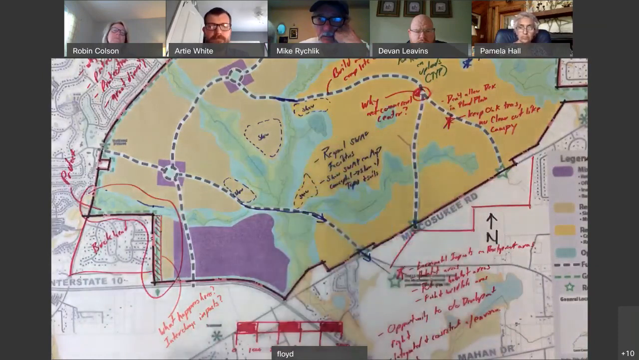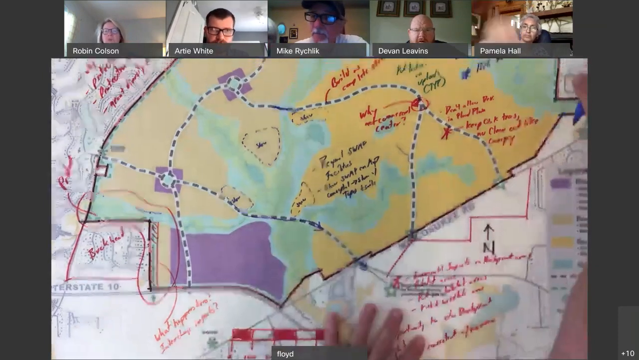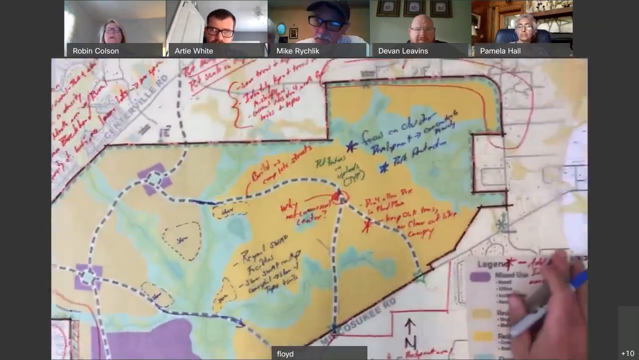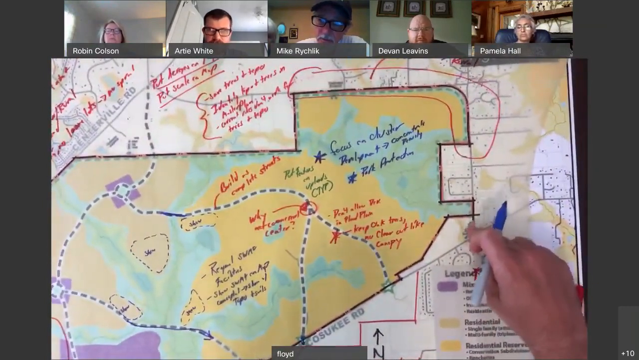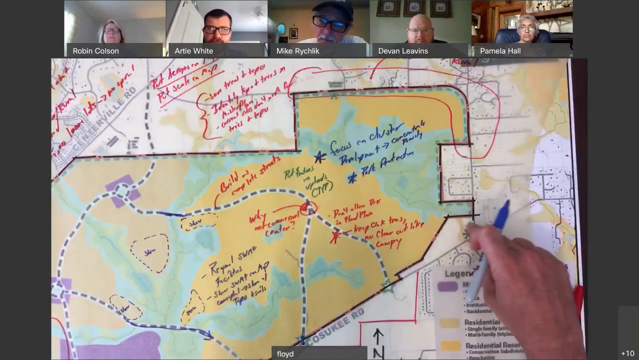Okay. So where is Crump on this map? Yeah, it's up here at the top. This is the north end of Miccosukee, the trailhead. This is that trailhead way up here.